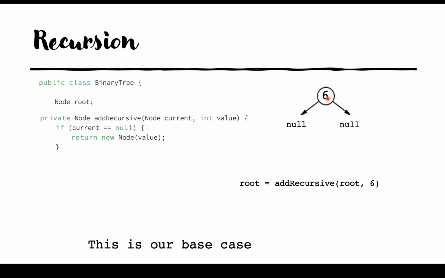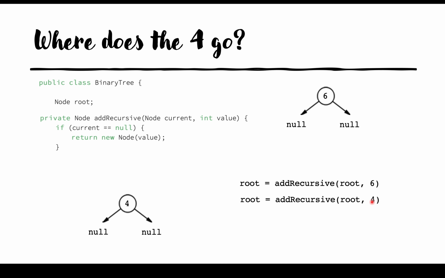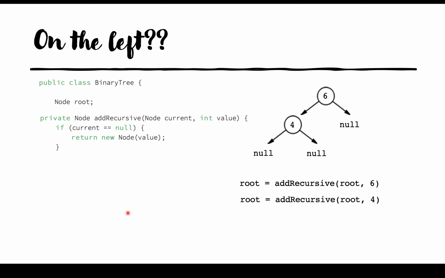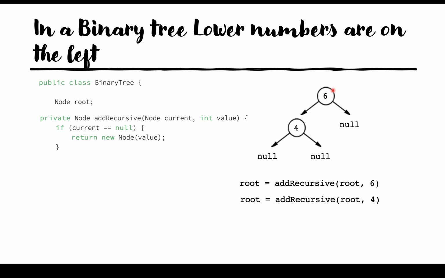So now we have a 6 here. So adding another node to our tree. This is the line we use to add another node to our tree, but this time we want to add 4. So eventually we want to add this node to it. Do we want to add it here or here? To the left or right? Well, because 4 is less than 6, we want it to be added here. So how do we do that?